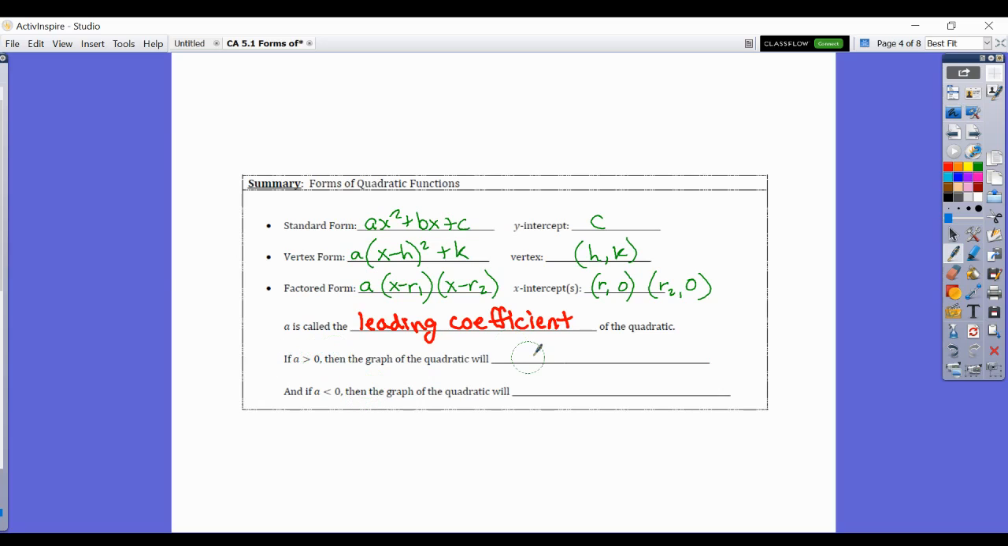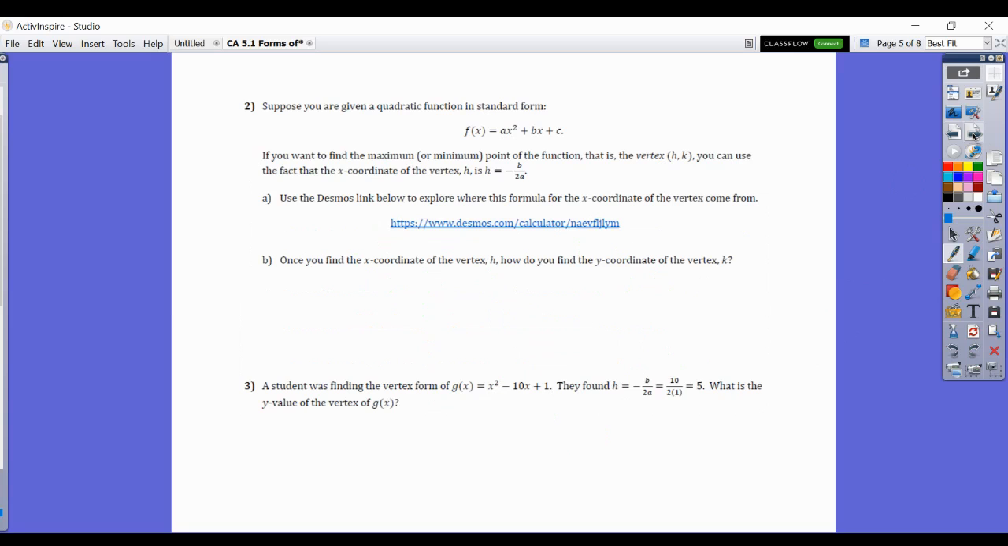If A is a positive value, then it will open in an upward direction. And if A is a negative number, it will open downward. Smiley face and a frown. All right, so that A is going to help us know what shape we're looking at.